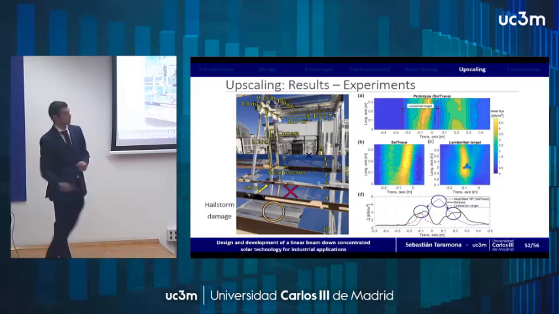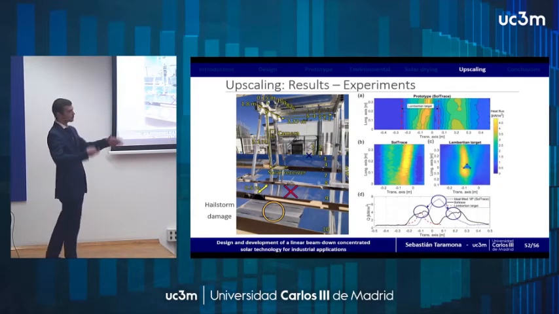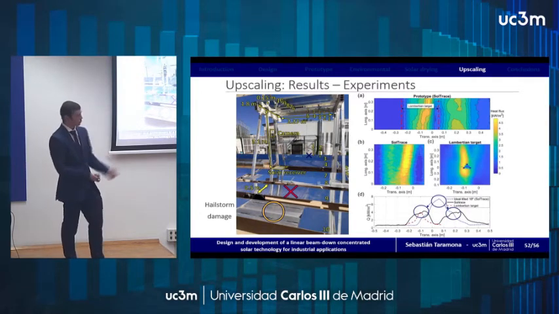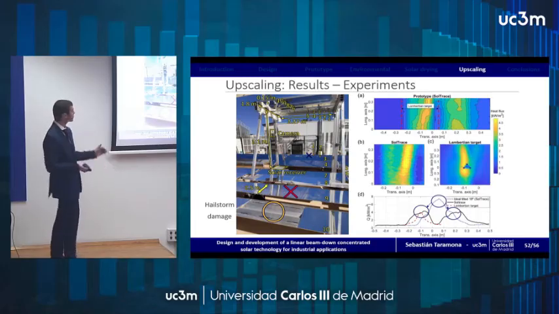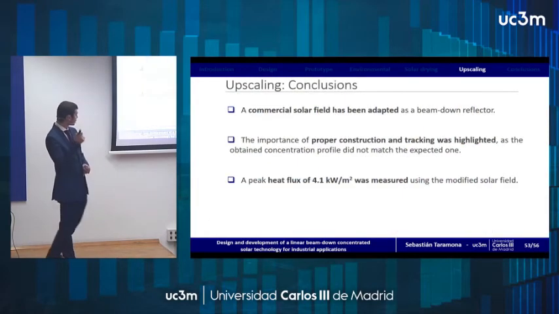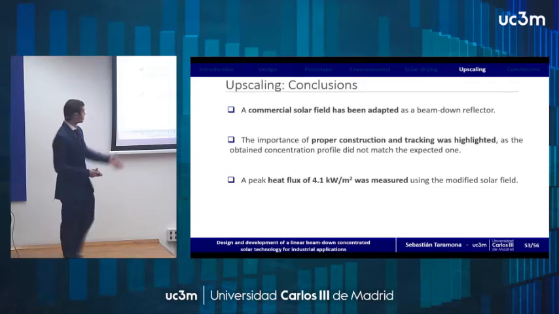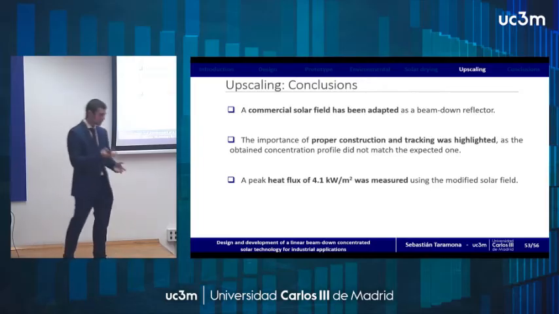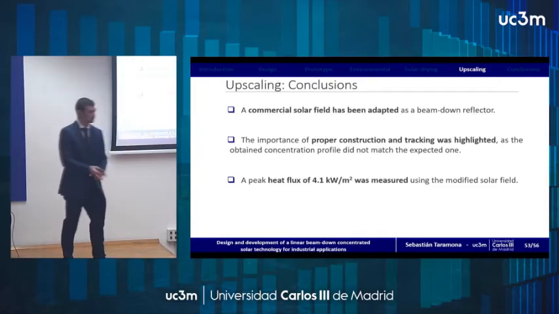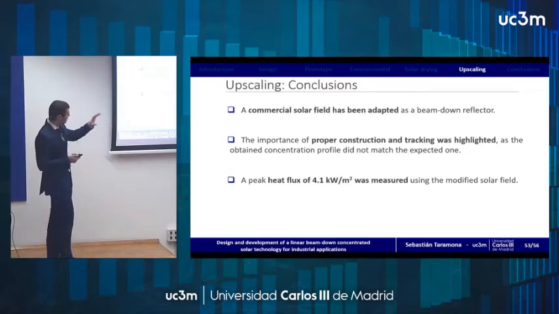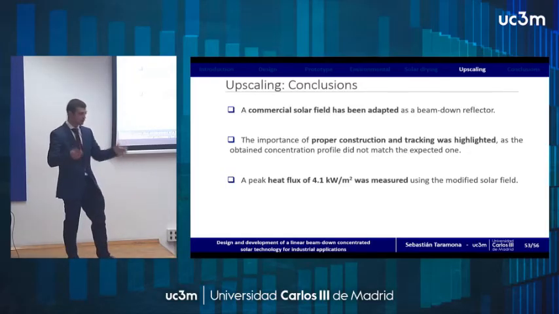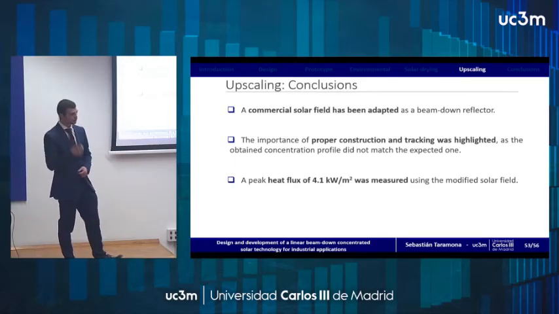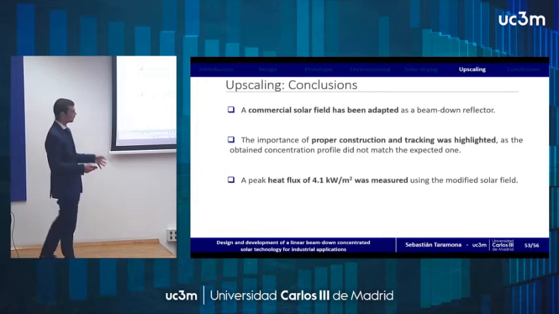And this is basically because of construction errors, that being a bigger scale, everything's magnified, and all of these smaller errors become more impactful, and also because of tracking errors that may have hindered us in the tracking process. Now, finally, rounding up this chapter, we were able to commercially adapt a commercial solar field that already existed into a beam down, and we were able to obtain the first experimental measurements of this bigger scale solar prototype, and also to highlight the importance of a precise construction of this technology.